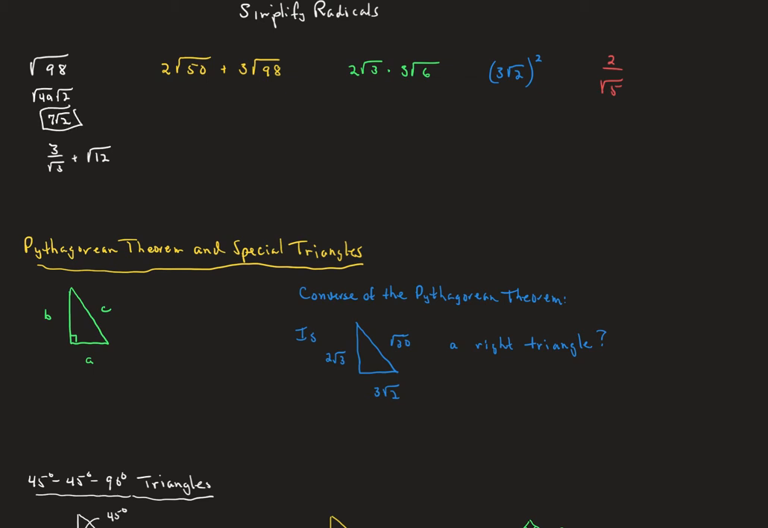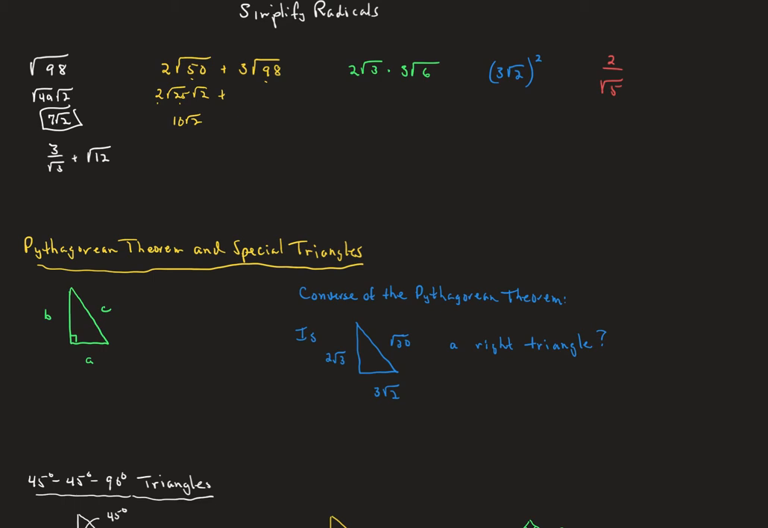Similarly, we can do some arithmetic with these. We can't add these radicals when they don't have the same radicands, that's the thing inside. But we can simplify first. So 50 is 25 times 2. The square root of 25 is 5, times that other 2 that's outside the radical, is going to make that a 10 square root of 2.